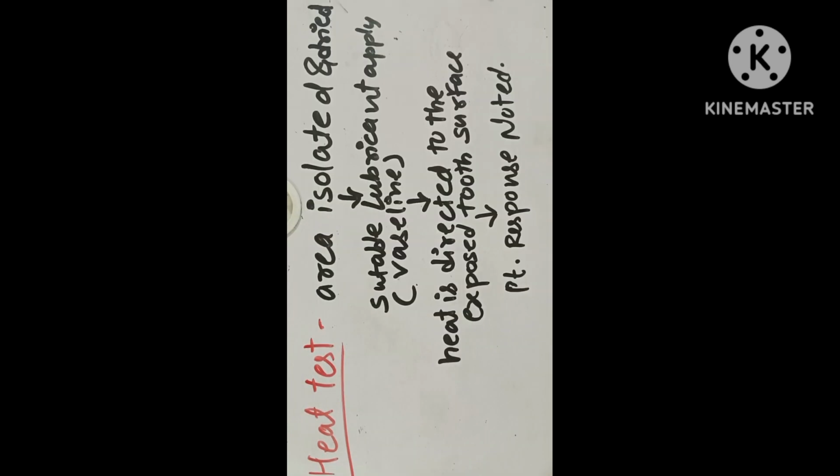Now we can see the procedure of the heat test. The area to be tested is isolated and dried by air from the air rotor and isolated by cotton. A suitable lubricant is then applied. Vaseline is applied on the tooth surface. Then heat is directed to the exposed tooth surface and the patient's response is noted.